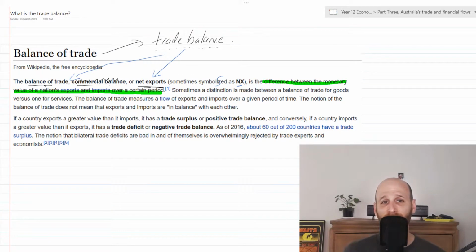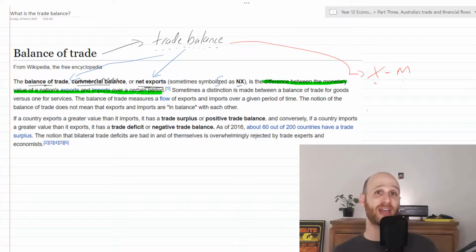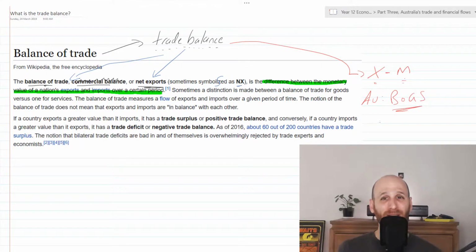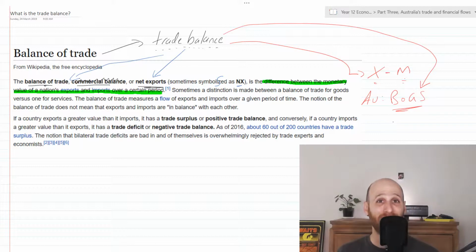So if we're looking at the trade balance, what we're essentially looking at is exports minus imports. So if we're looking at, say, in the Australian context of exports minus imports, what we're talking about is the balance of goods and services. So another way we can describe the trade balance is to look at BOGS in the current account of the balance of payments. Because remember that BOGS looks at the difference between exports and imports for goods and services. But the same deal, the value of exports minus the value of imports.